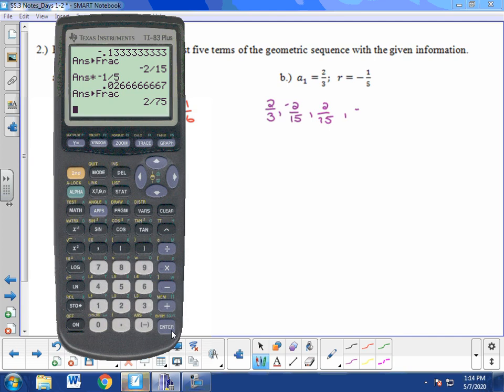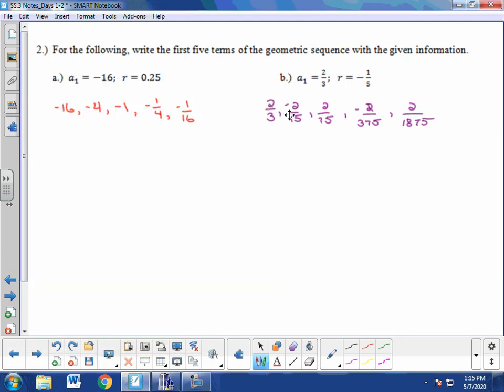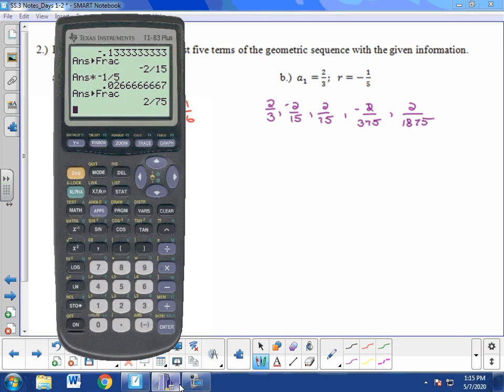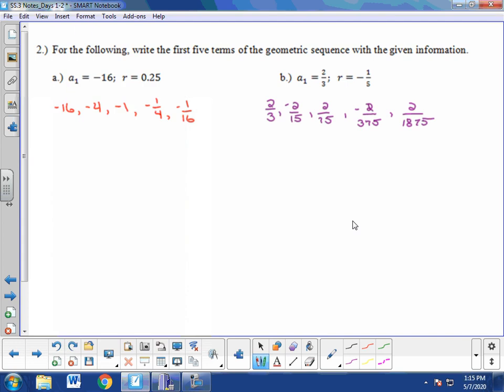So the next one would be negative 2 over 375. And finally, the fifth one in the list would be positive 2 over 1875. So notice here, because the ratio is a negative number, it changes the sign as we move through successive terms in the list. Again, it's probably easier to multiply these as fractions, but you can always do them in the calculator as decimals and then convert to fractions, so we don't have to worry about big decimals like 2 over 1875. Kind of a long string to write out, so maybe fractions is better here.